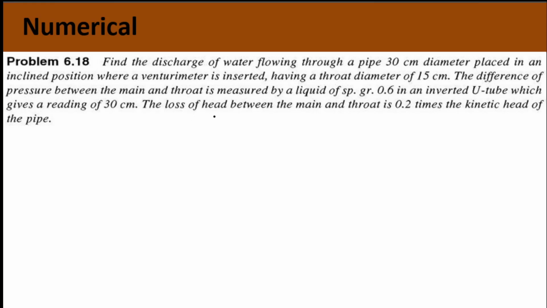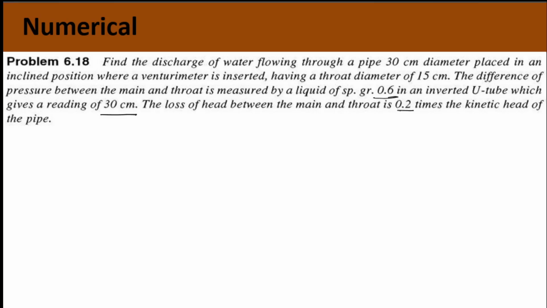Now this is a different numerical. Find the discharge of water flowing through a pipe of 30 centimeter diameter, placed in an inclined position where the venturimeter is inserted, having a throat diameter of 15 centimeter. The difference of pressure between the main and the throat is measured by liquid of specific gravity 0.6 in an inverted U-tube, which gives the reading of 30 centimeter. Now, to give more difficulty, the loss of head between the main and the throat is given as 0.2 times the kinetic head of the pipe, and we want to find out the discharge.